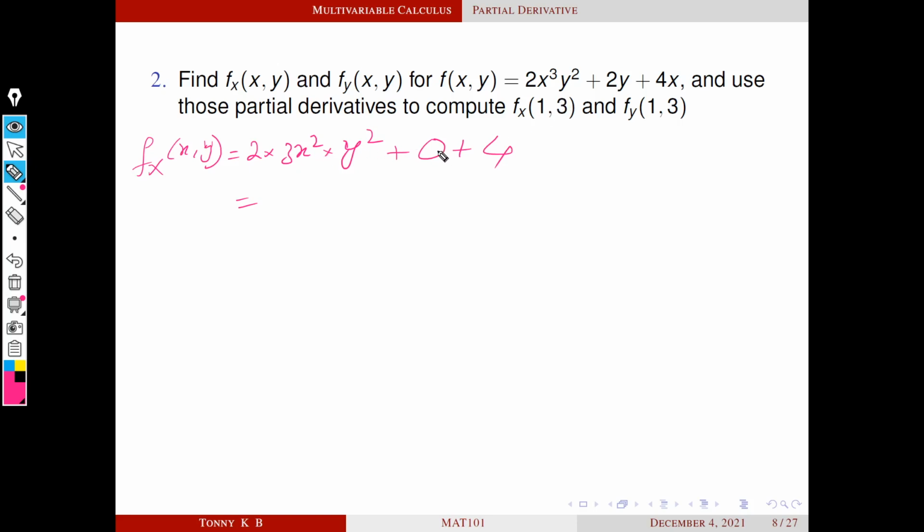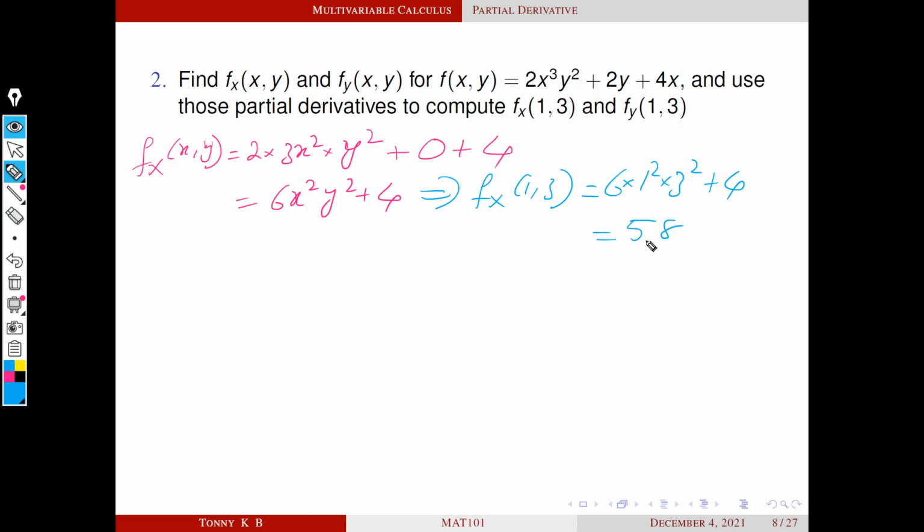By simplifying this, it is now very easy to find fx(1,3). You simply substitute x equal to 1 and y equal to 3 in this derivative. This is the general formula of partial derivative. So this becomes 6 into 1² into 3² plus 4. Yes, this is the same as 58.